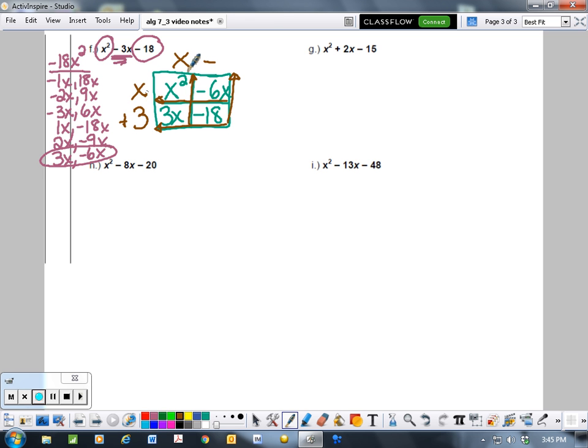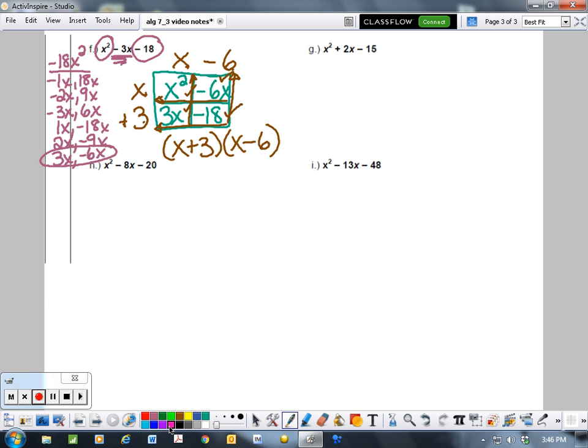So x times x gives me x squared. Now x times what will give me negative 6x? Well, negative 6. So now that works. So now I'm going to keep trying the rest. I need to check out the rest of it. So x times 3 gives me 3x. Does 3 times negative 6 give me negative 18? Yes, it does. So the negative 6 was good, which means my answer is x plus 3 and x minus 6.